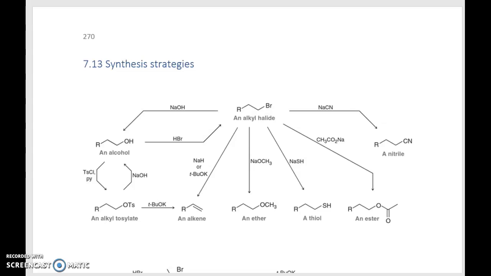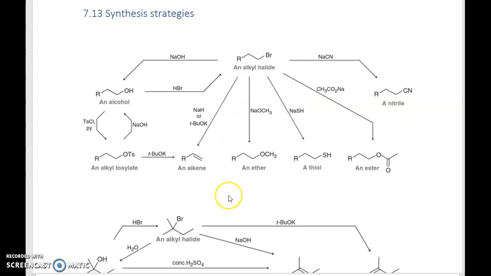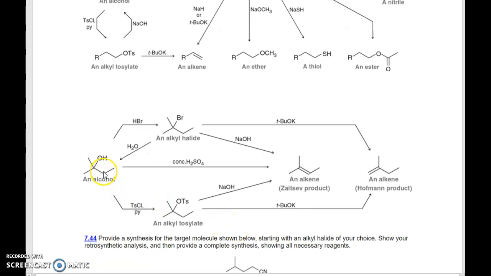So the last section in this chapter is synthesis strategies, and as the class continues, we're going to see more and more emphasis on the synthesis. And this is the diagram that we showed at the beginning, where we said that there are lots of different things that we can make with an alkyl halide. This shows that there are lots of different pathways.